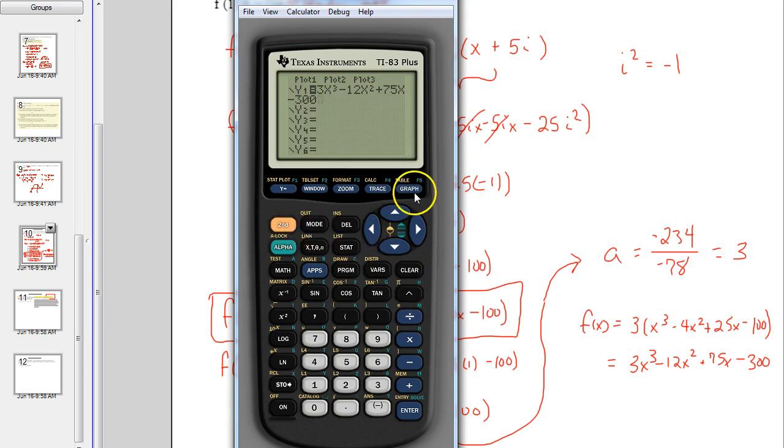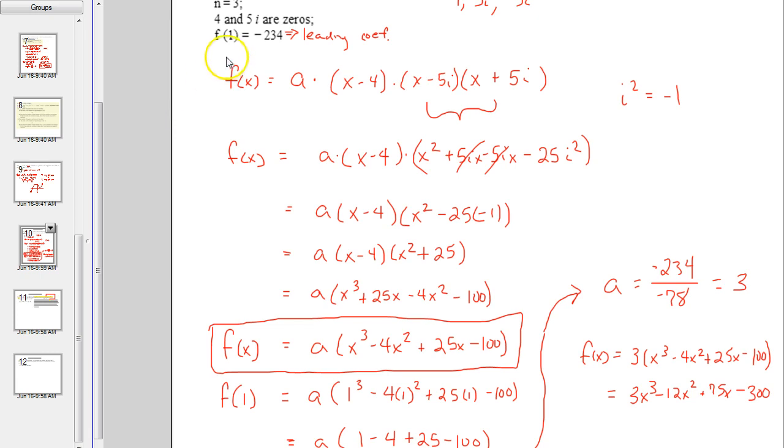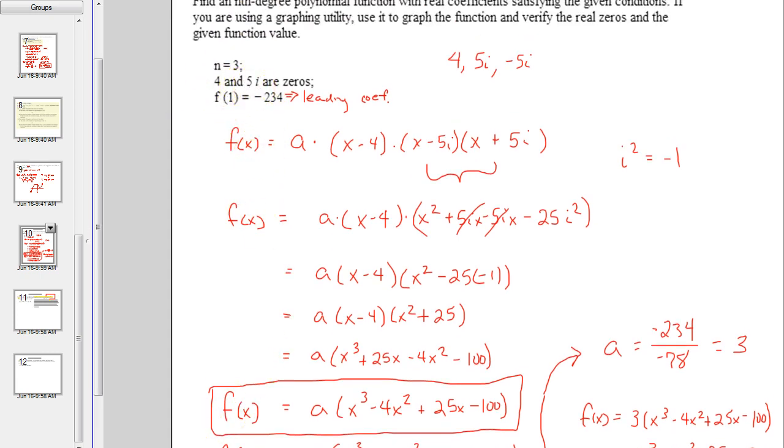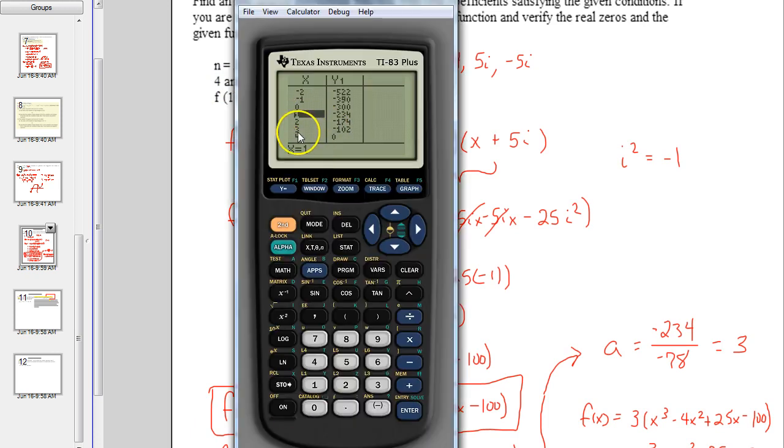Alright, then I can plug that into my calculator. Go to the table, second graph of the table, and then look for those key points. So there's f of 1 is negative 234, like we're supposed to have. Okay, 4 is supposed to be a 0. Alright, 4 is a 0. I can see that down here.